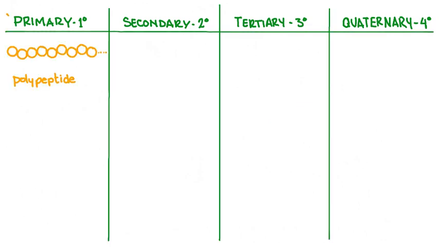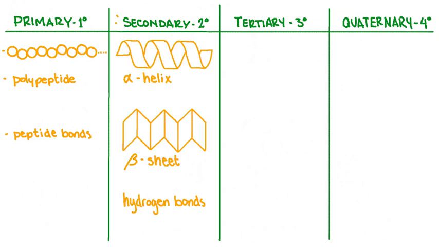The sequence of amino acids in the polypeptide chain is what we refer to as the primary structure of the protein. And we've already learned that this chain is held together by peptide bonds. The polypeptide chain can then take on either of 2 secondary shapes. It can spiral into what we call an alpha helix, or it can fold into what we call a beta sheet. Both the alpha helix and beta sheet structures are held in place by hydrogen bonds.